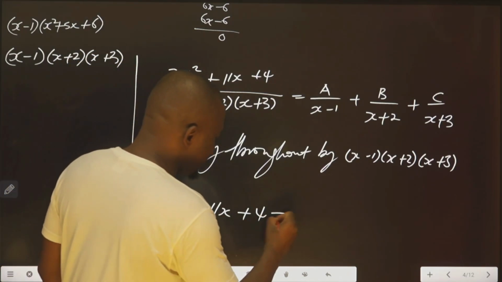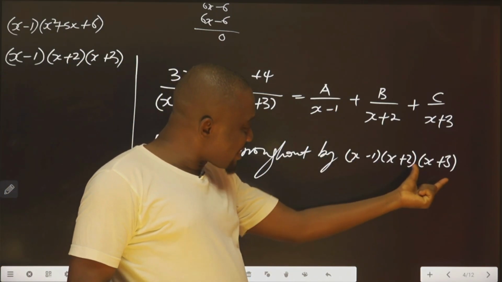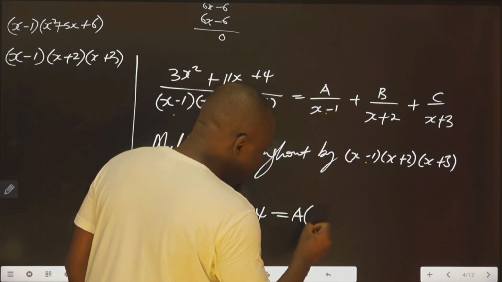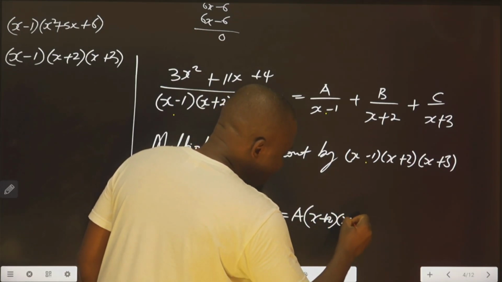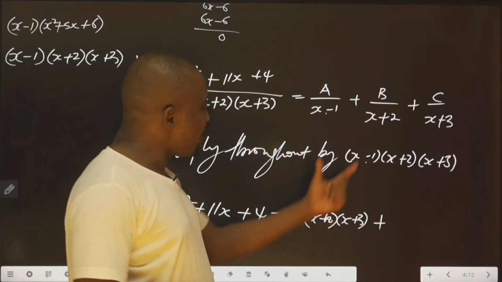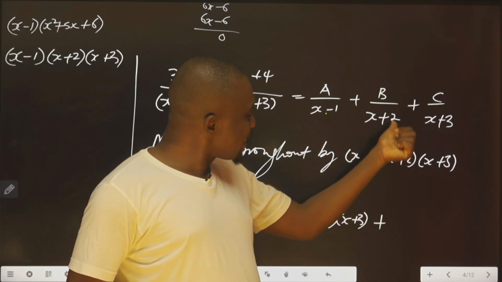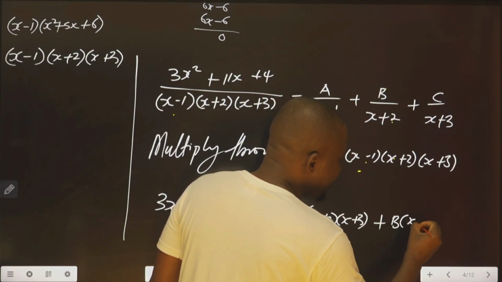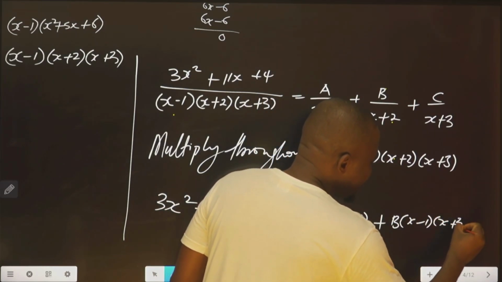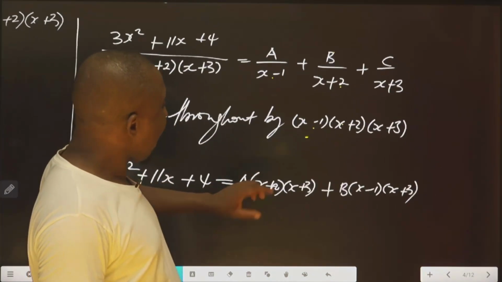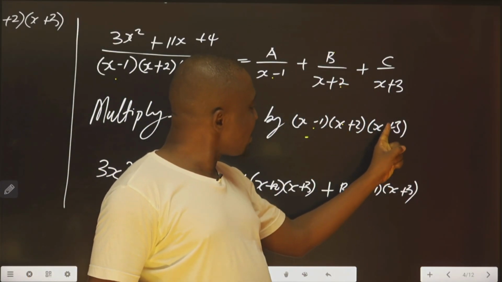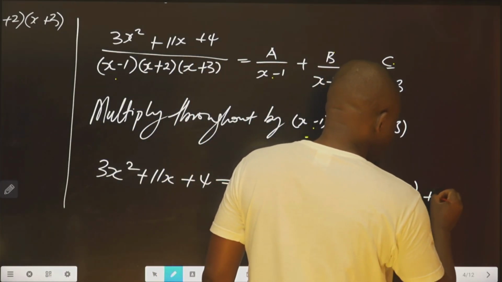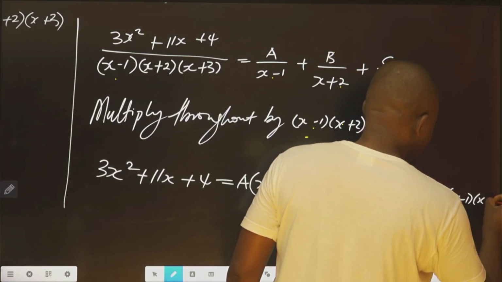Okay, if I multiply this first one by this, this will cancel. What will remain is a, s plus 2, s plus 3. If I multiply this by this, this will cancel. What will remain is this, this, and this. That is b, s minus 1, s plus 3. If I multiply this by this, this will cancel. C and this other one will remain, okay? That is c now, s minus 1, s plus 2.